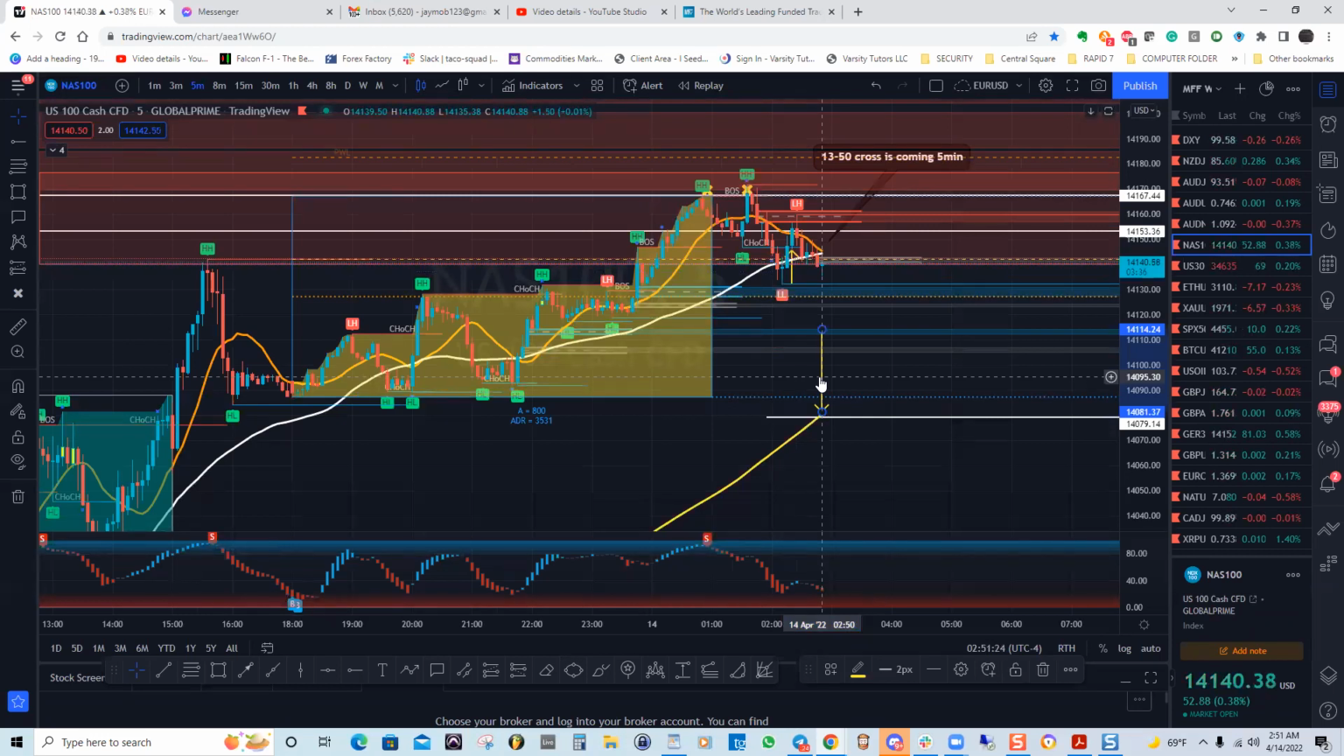It hasn't crossed over yet. We want to see a nice little crossover to the downside. So this is one of those situations where you have to be really patient to see what happens. So we're waiting for this one to cross over.